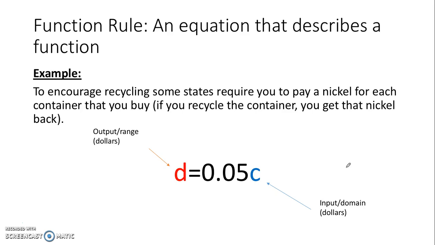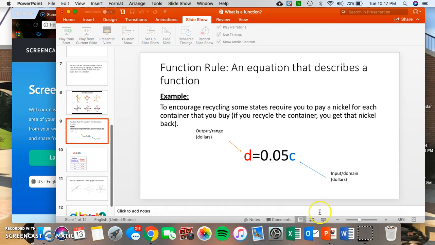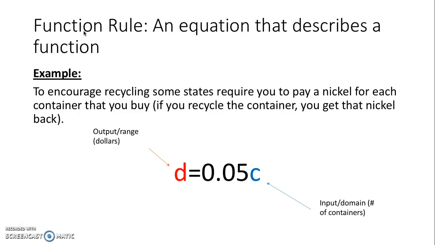So our output or our range would be D for dollars. So D is equal to, and nickel as a decimal is 0.05, and the C is going to be the input or the domain, and instead of dollars, let's fix that right now. Instead of dollars, we want to say number of containers. So sorry about that. Okay, so number of containers. So D is equal to 0.05C. That's our function rule.